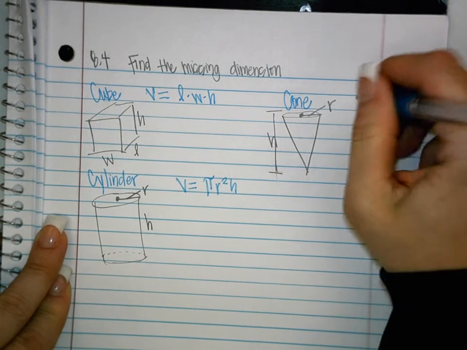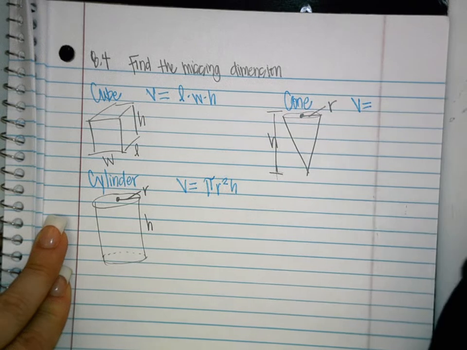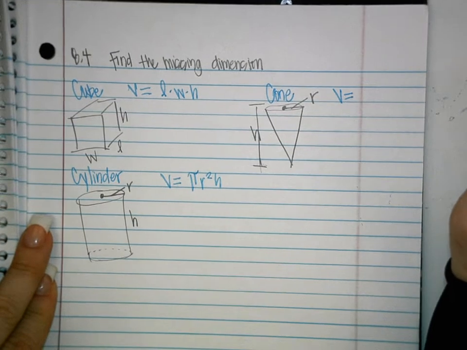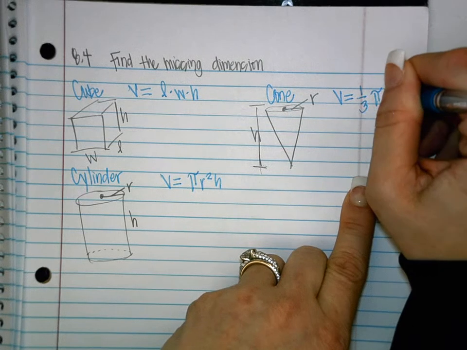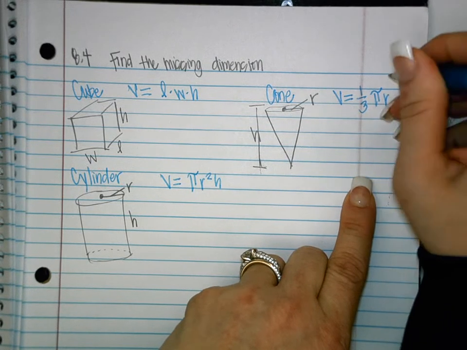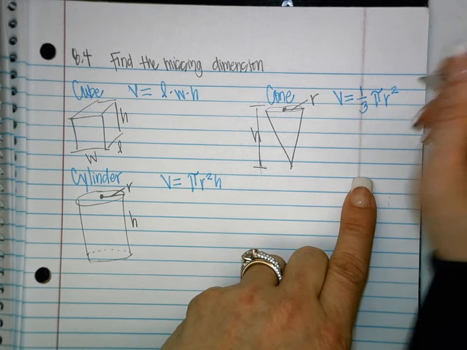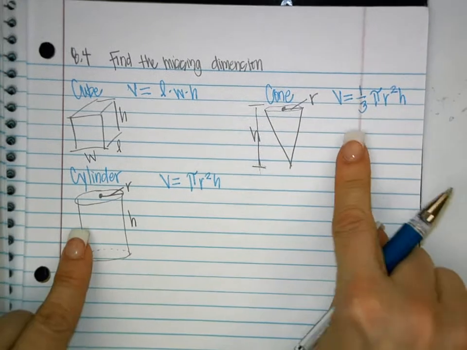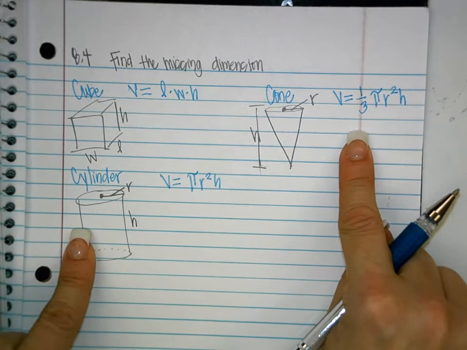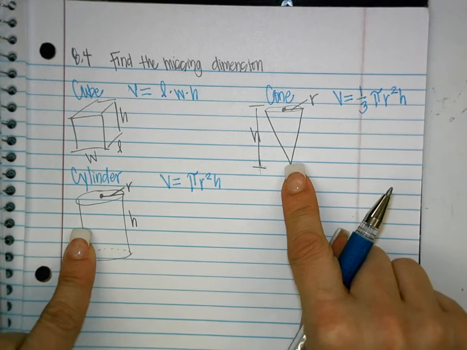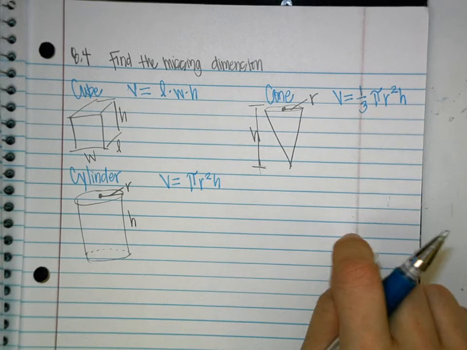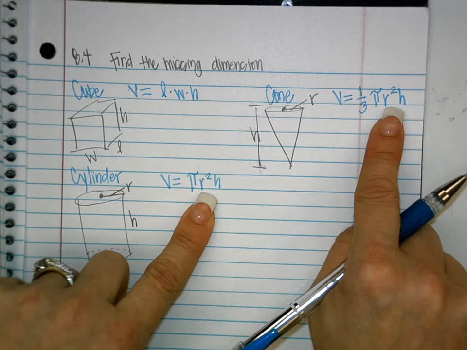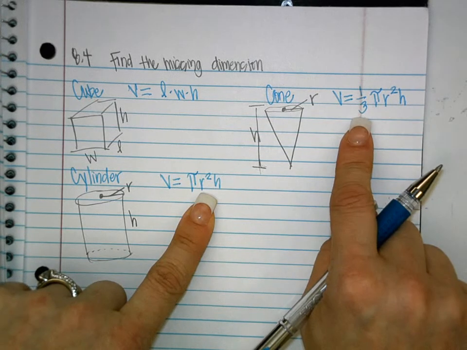So what is the volume of a cone? It's 1/3 pi r squared h. Okay, so cone and cylinder are almost exactly the same. The only difference is a cone you multiply by 1/3. So their formulas are exactly the same, except the cone you multiply by 1/3.